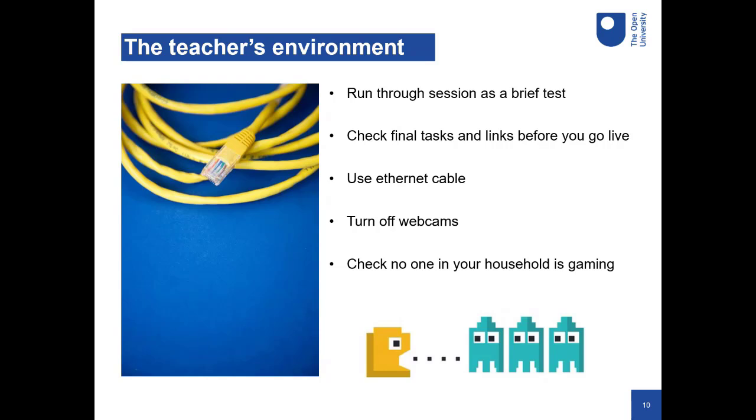So if you have an Ethernet cable, try and use that where possible. This is particularly useful if you have any video content, because that takes up a lot of bandwidth. So wherever possible, just ensure that your webcam is turned off. It's also worth checking up on others in your household as well. Gaming and streaming videos can slow down your internet connections quite dramatically. Next slide, please.